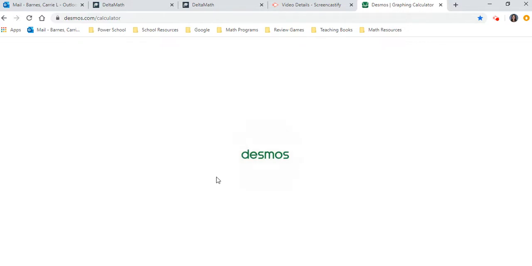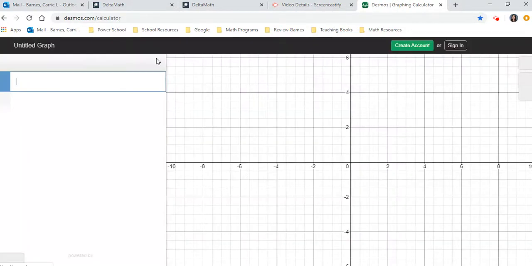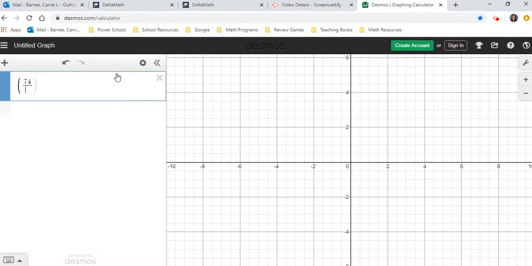And it's taking its sweet time, but that's okay. All right, so we're going to type in 74 divided by 360, and then we're going to do times 2 times pi, and you can actually type in pi. Wait, not if you have caps lock. Pi, and then times the radius, which is 5.